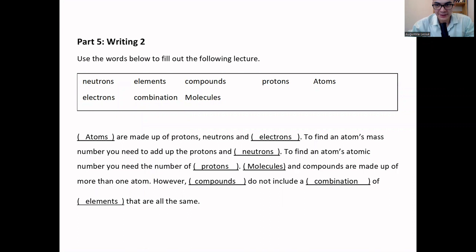So that was the last activity of this unit. If you need additional help, you will have access to the vocabulary PowerPoint, which has the definitions of all the words we've covered today, as well as their Thai word equivalents.